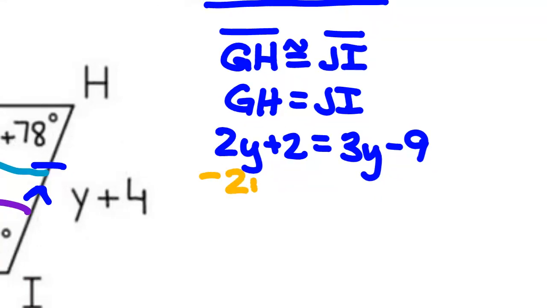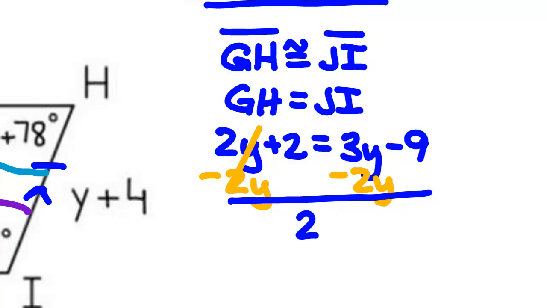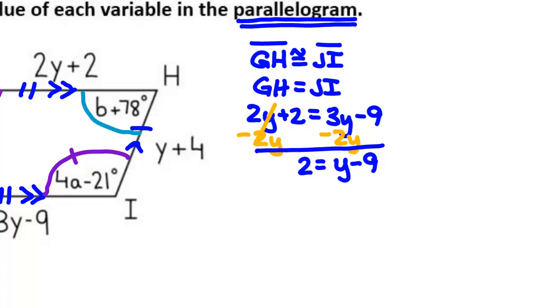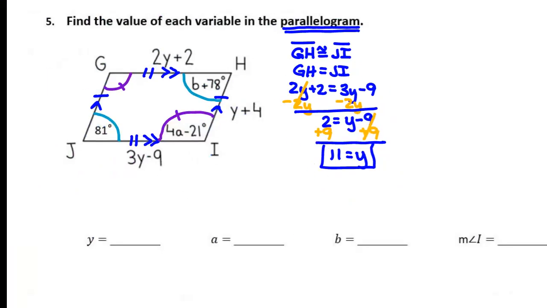First thing I do is get the y's to the same side. So I'm going to subtract 2y from both sides. That gives me 2 equals 3y minus 2y is 1y. So 2 equals y minus 9. Then we add 9 to both sides. So y is 11.